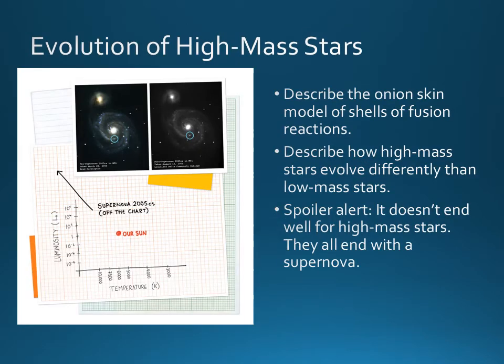Now we will describe the onion skin models of shells of fusion reactions in high mass stars and compare and contrast the post-main sequence evolution of low mass and high mass stars. High mass stars are on the road to disaster, since high mass stars go out with a bang. They end in supernova events.